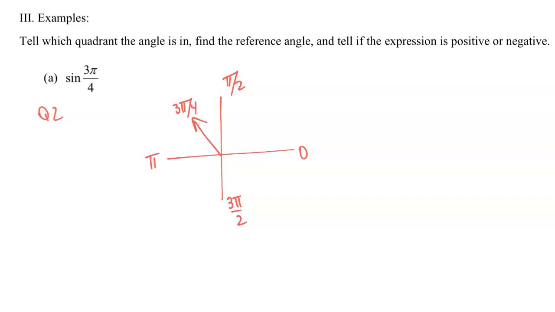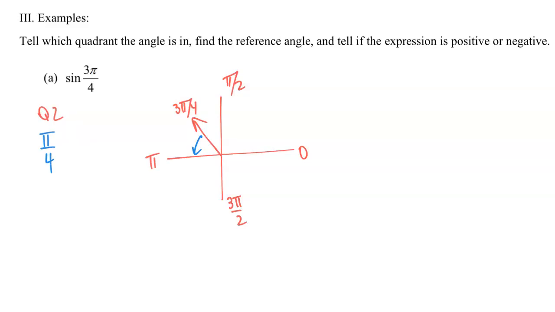Now, reference angles, remember, are the angles that go back to the x-axis, to the closest x-axis. So in this particular case, if my angle is here, the closest x-axis is pi. And so my reference angle is going to be right here. It's going to be the difference between pi and 3/4 pi. Well, you can think of pi as being 4/4, and so the difference between 4/4 and 3/4 is going to be 1/4 of a pi. And so the reference angle is going to be pi divided by 4.